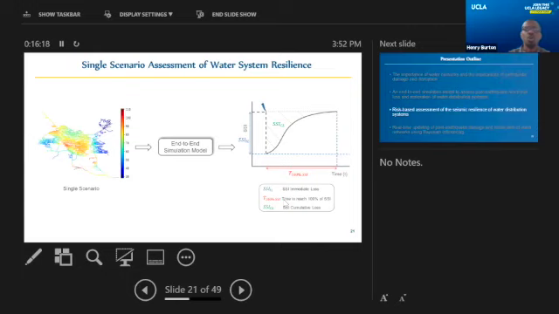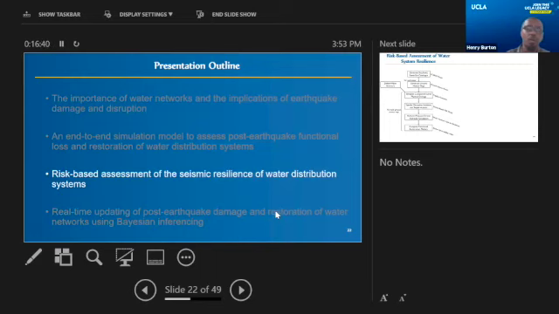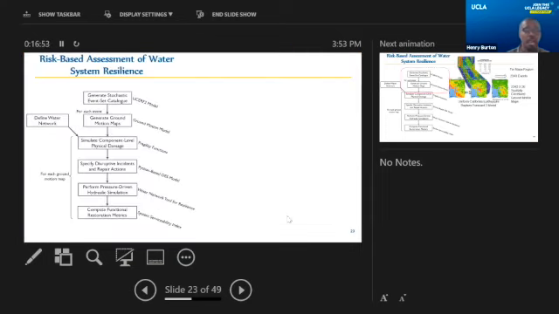Okay, so the last few slides focused on a single scenario. In this case, we focused on replicating the 2014 event. We ran it through our end-to-end simulation model, and we're able to quantify these different resilience metrics in a probabilistic manner. We also did a risk-based assessment where we considered not just one event, but the full spectrum of events that could affect the region. And you'll see later on that this allows us to look at things from more of a life cycle perspective. So this is the overall workflow for the risk-based assessment.